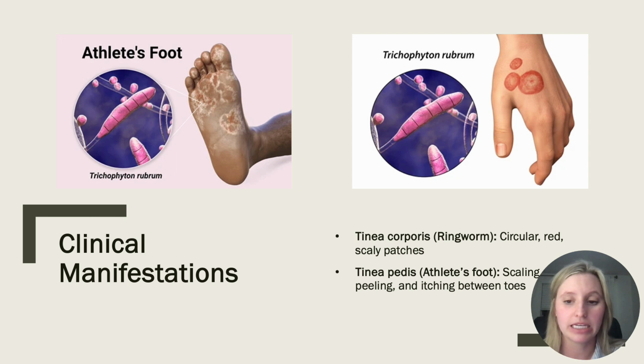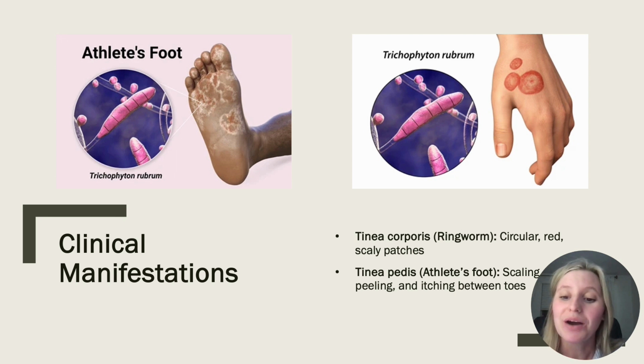So, clinical manifestations of these fungi, Trichophyton rubrum and Trichophyton mentagrophytes, can cause different types of skin infections, right? This is going to depend on the infected area. A person could get ringworm, which presents as a circular red scaly patch on the body. Now, I didn't use actual people in the illustrations because it was really gross when I looked it up. It was really disgusting. Or we can see athlete's foot, which is characterized by scaling, peeling, and itching between the toes.